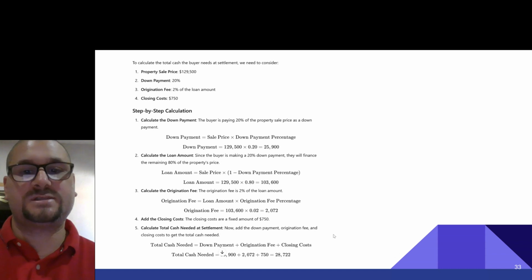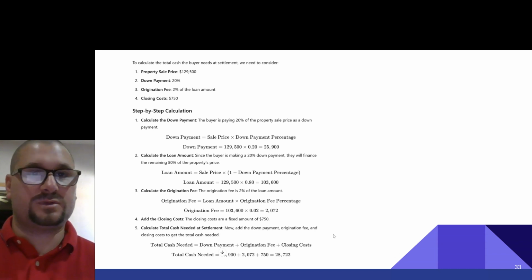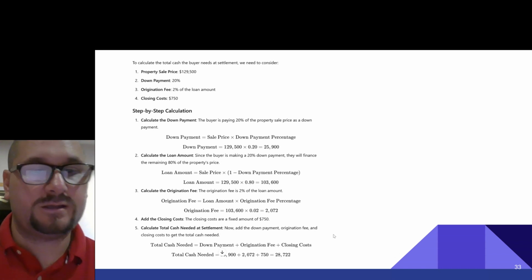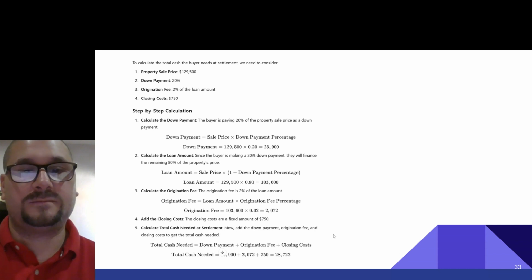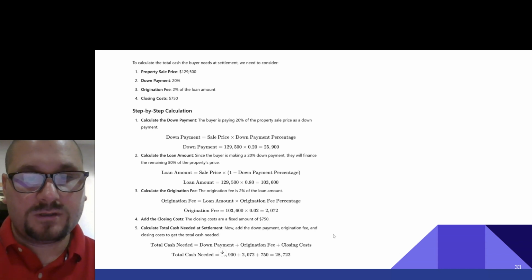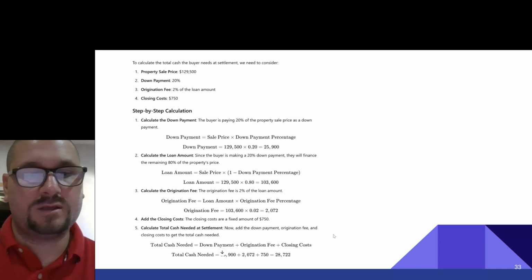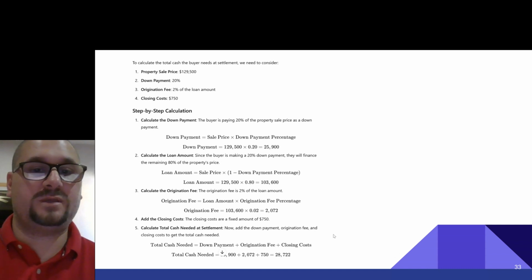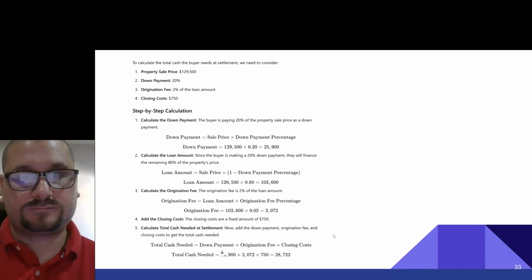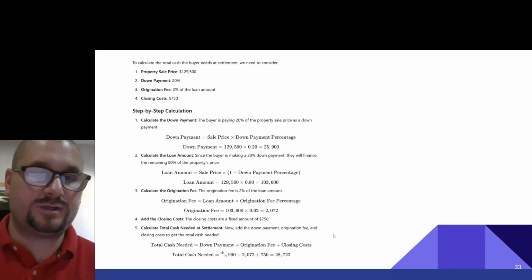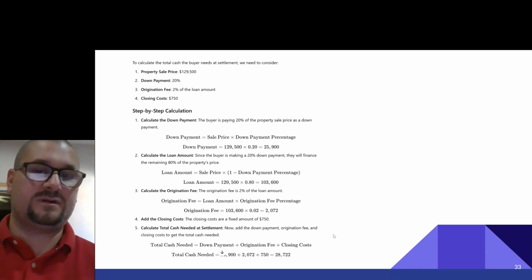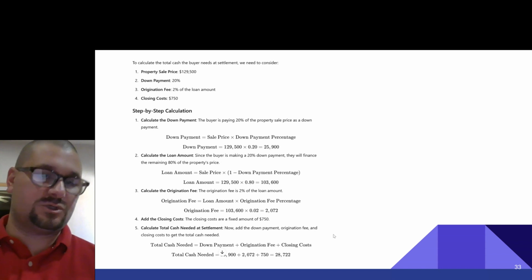103,600 is the total loan. Loan amount times the origination fee, which was 2% of the loan amount. So now you get $2,000, and then you add the closing costs. The total cash needed is going to be the down payment. What's the down payment? It's 25,900 plus the fee of 2,000 plus the $750 closing costs. So you get 28,722. That's the total cash needed.